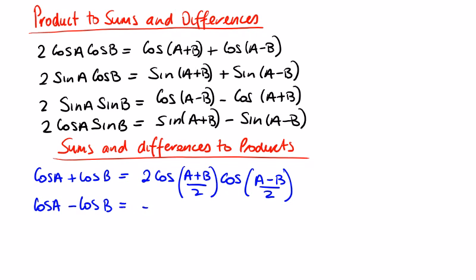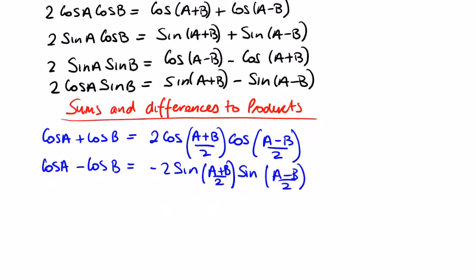That's equal to minus twice the sine of (A plus B) over 2, multiplied by the sine of (A minus B) over 2. Just move up a little bit.